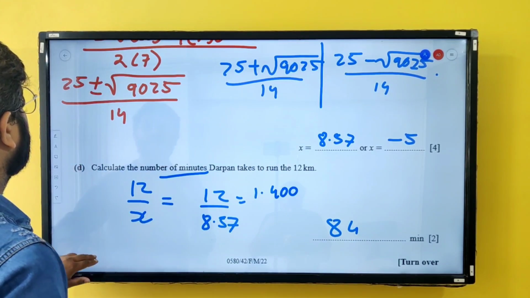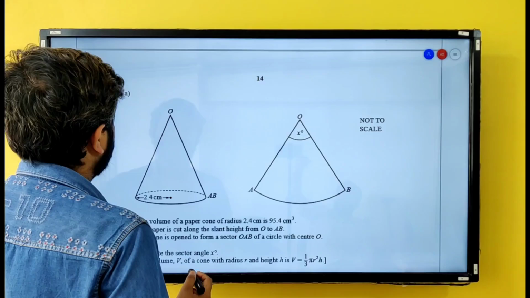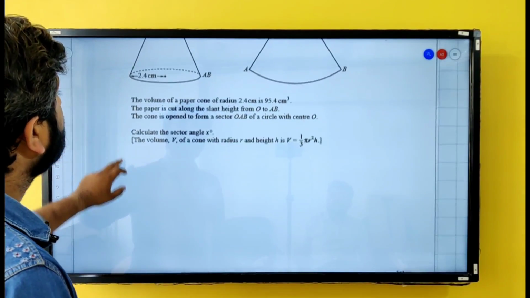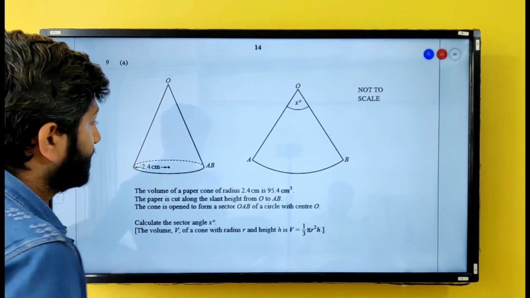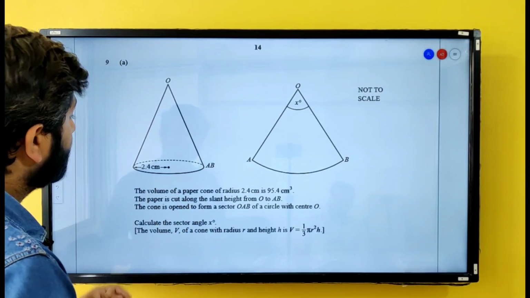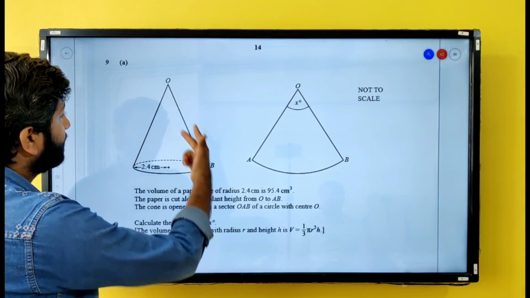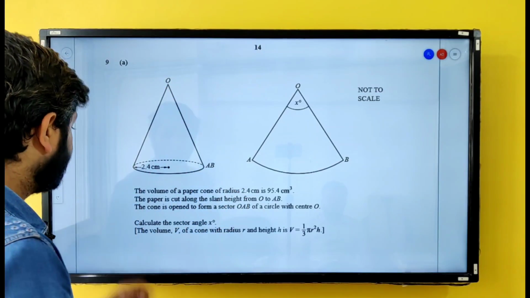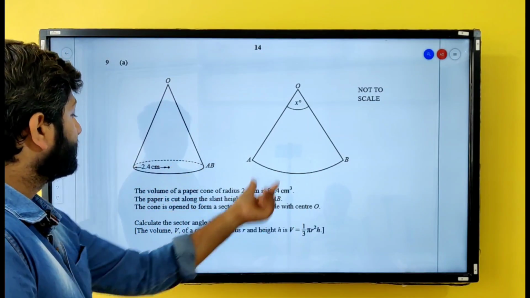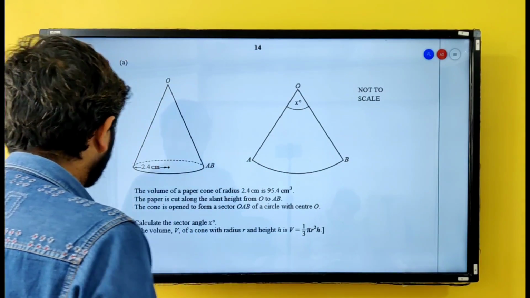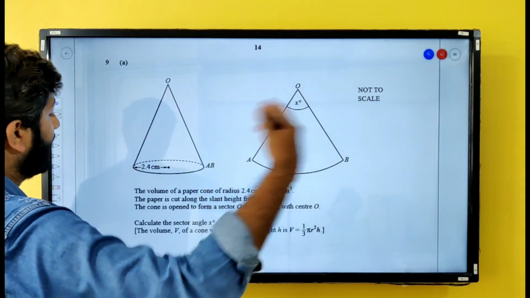Right? Next question. 9. The volume of a paper cone of radius 2.4 centimeter is 95.4 centimeter cube. The paper is cut along the slant height from O to AB. Okay, so this is how the paper is cut. The cone is opened to form a sector OAB with center O. Calculate the sector angle X.